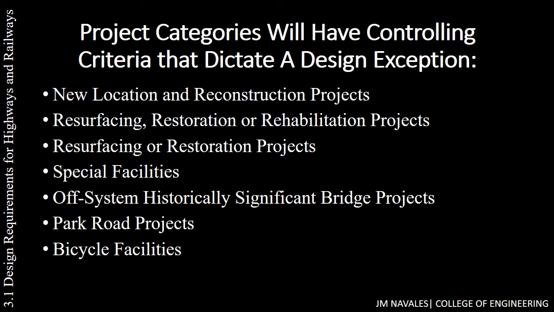Next, project categories will have controlling criteria that dictate design exemptions. Those are the following: new location and reconstruction projects, resurfacing, restoring, or rehabilitation projects, resurfacing or restoration projects, special facilities, off-system historically significant bridge projects, park road projects, and bicycle facilities.